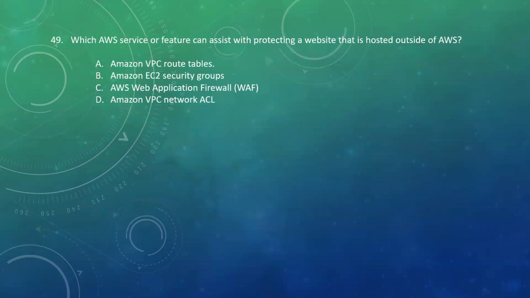Moving on to question 49. Which AWS service or feature can assist with protecting a website that is hosted outside of AWS? Your options are Amazon VPC route tables, Amazon VPC security groups, AWS Web Application Firewall, Amazon VPC Network ACL?